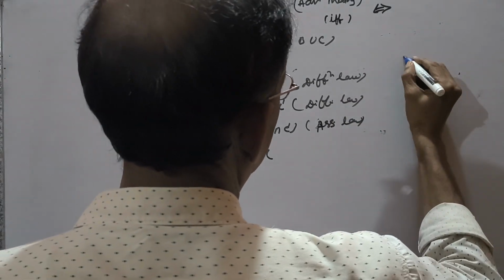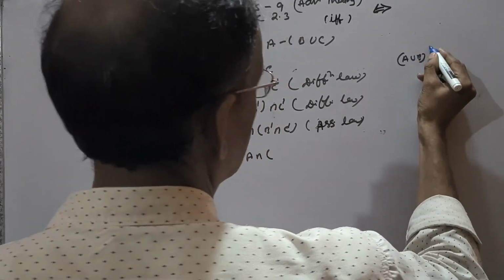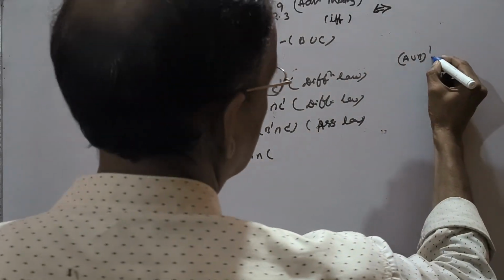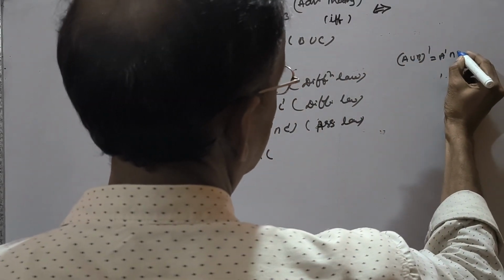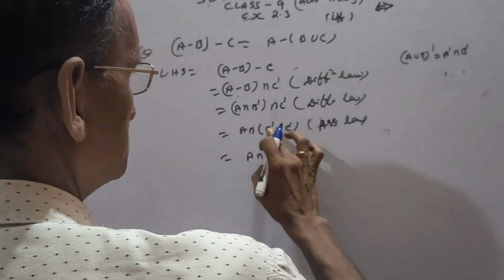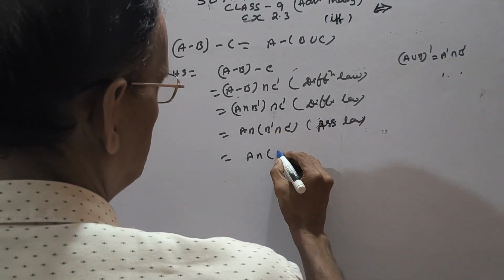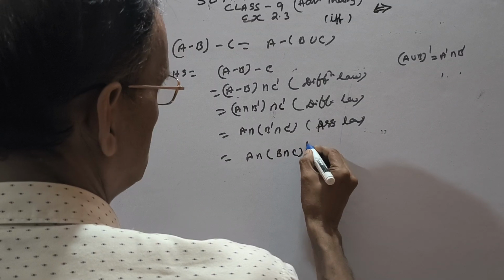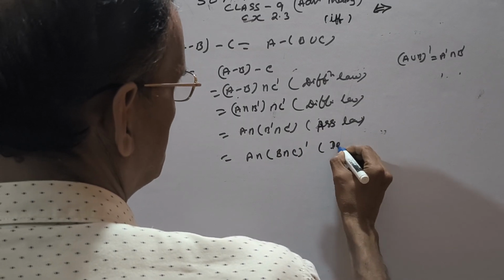What is De Morgan's law? A union B whole complement is equal to A complement intersection B complement. Okay. So B complement intersection C complement can be written as B union C whole complement. This is De Morgan's law.